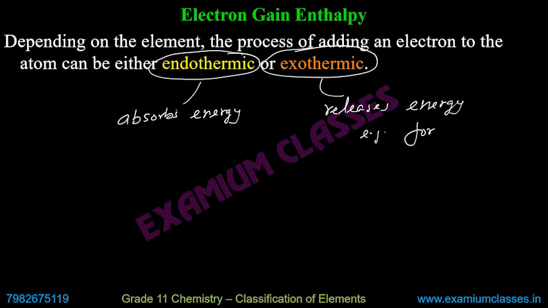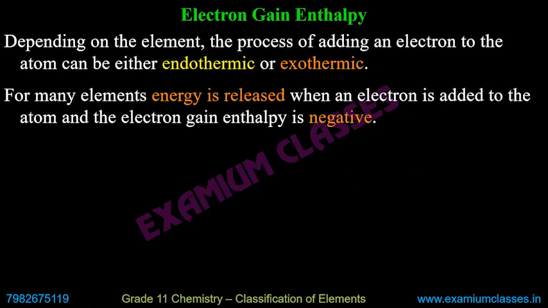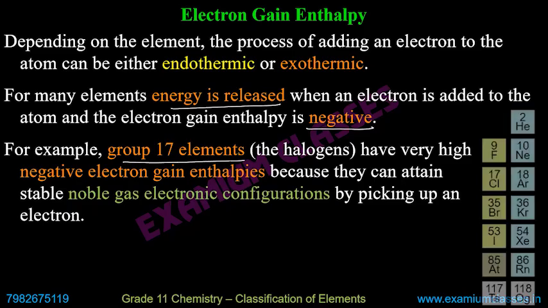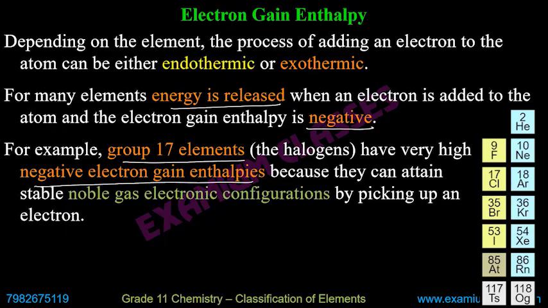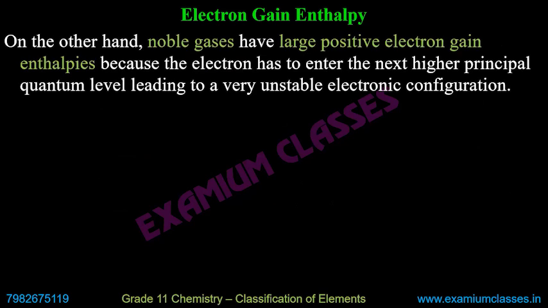For example, for halogens, energy will be released when 1 electron is gained. So for many elements, when energy is released, it means the value is negative. As I told you, group 17 elements, the halogens, have very high negative electron gain enthalpies because they can attain noble gas electronic configuration by picking up 1 electron. On the other hand, noble gases have large positive electron gain enthalpies because they already have a stable configuration.